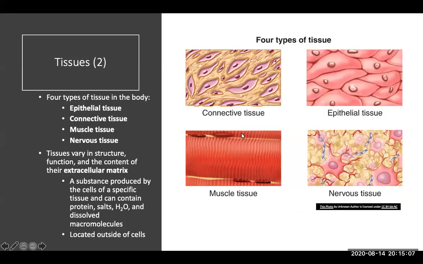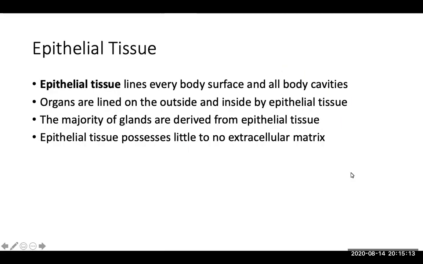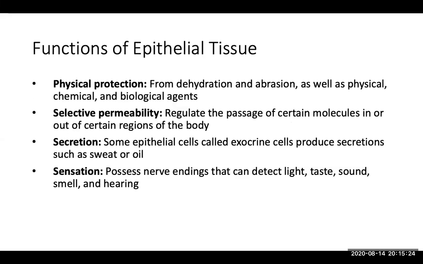These are the 4 types of tissue that we'll go through, and you should be familiar with each: connective, epithelial, muscle, and nervous. Epithelial tissue lines every body surface and all body cavities. Organs are lined on the inside and outside by epithelial tissue. The majority of glands are also derived from epithelial tissue. Here are the functions listed of epithelial tissue.